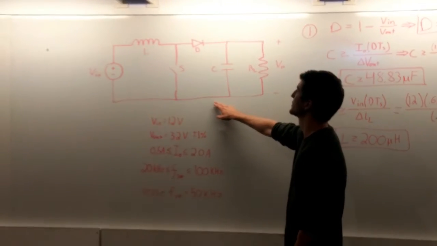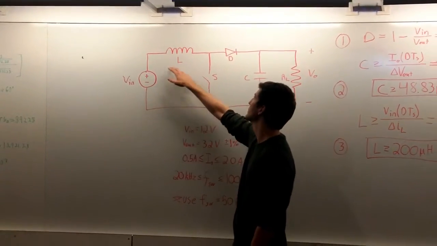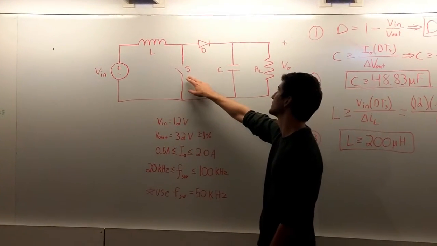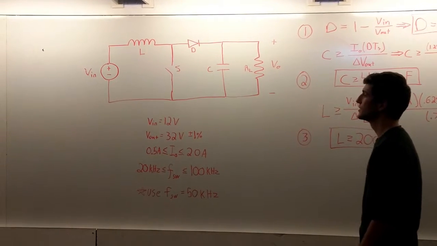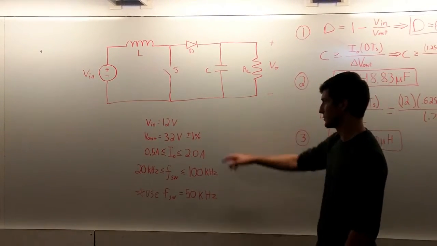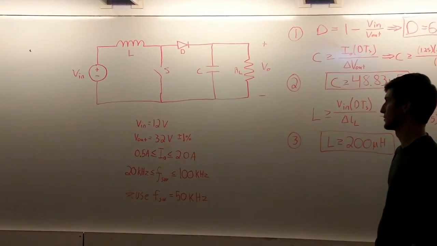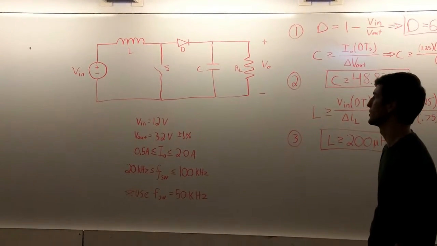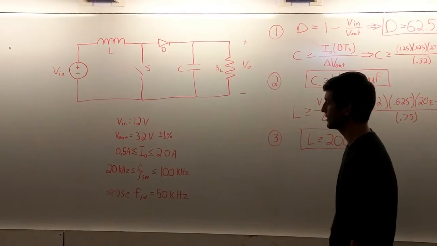This is the ideal circuit diagram for a boost converter, with the input voltage being 12 volts, the inductor, the switch, which is going to be a MOSFET, diode, capacitor, and a load resistor. In our case, the input voltage is going to be 12 volts, and the output voltage is going to be 32 volts with plus or minus 1% ripple. So it'll have 0.32 volt ripple on either side.